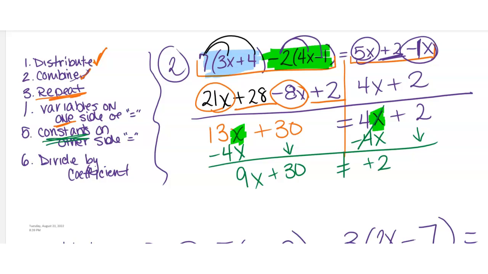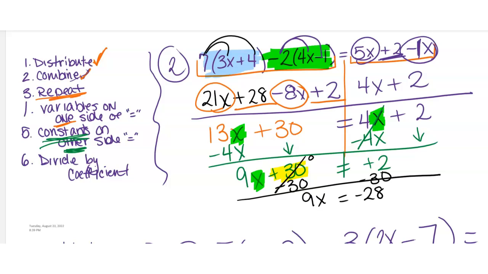So now we want to make sure our constants are on the other side. Since we have our x's on this side of the equal sign, we want to move this constant to the other side. So we're going to subtract 30. Draw our line to write our new equation. We get 9x is equal to negative 28. And then finally, we divide by our coefficient, which means we're dividing by 9, and x is equal to negative 28 over 9.